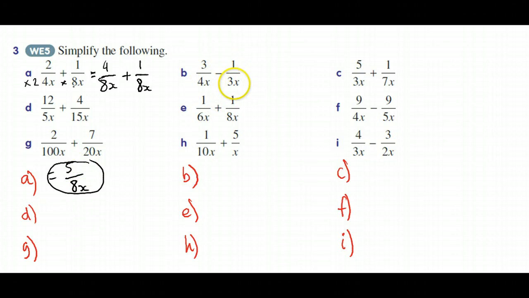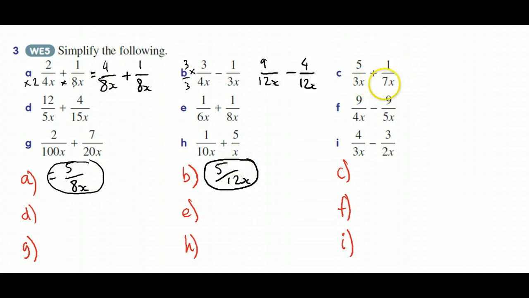In this one, 4x and 3x, one won't go into the other as a factor, but they will both go into 12x quite easily. Hopefully you can see that they both go into 12x. Okay, to get 4x to become 12x, you've got to multiply it by 3, so both top and bottom times 3, and we get 9 up top. To get this to become 12x, you've got to multiply it by 4, so that's going to become 4 up the top, and 9 minus 4 is 5 over 12x.